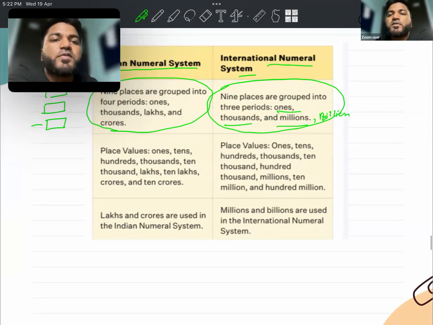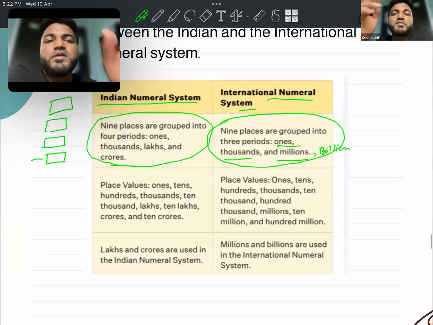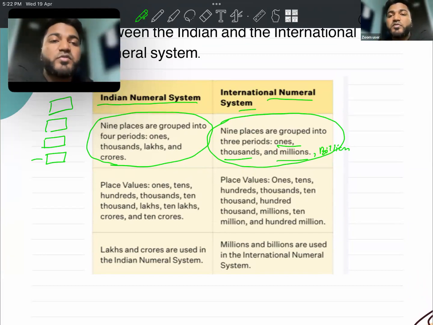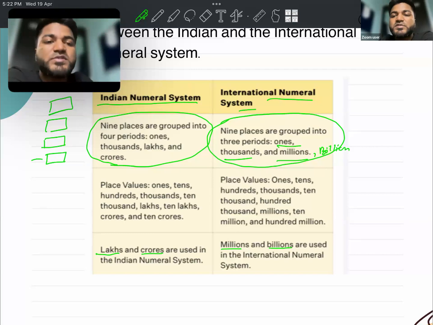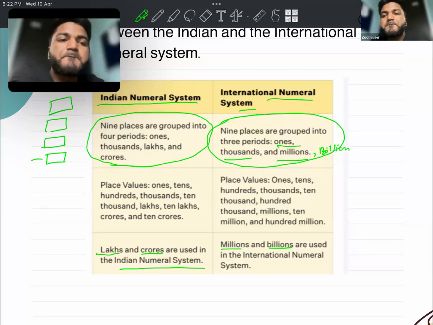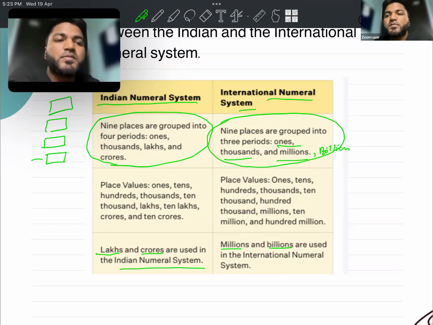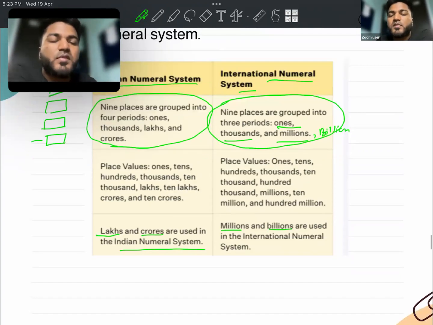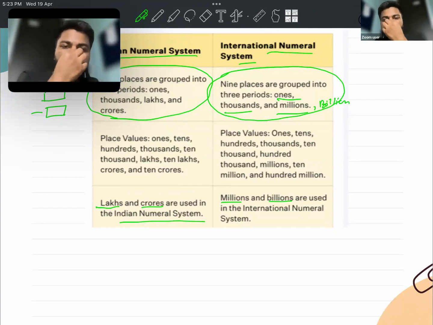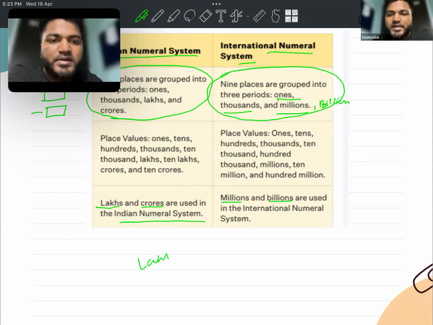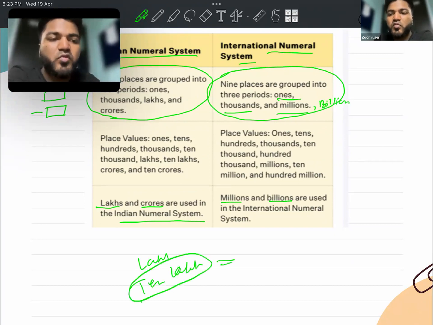One more difference you will find between the two is that in the Indian numeral system, you will not find millions and billions. Lakhs and crores are used in the Indian numeral system. It will be lakhs, then 10 lakhs. You know 10 lakh is equal to 1 million.